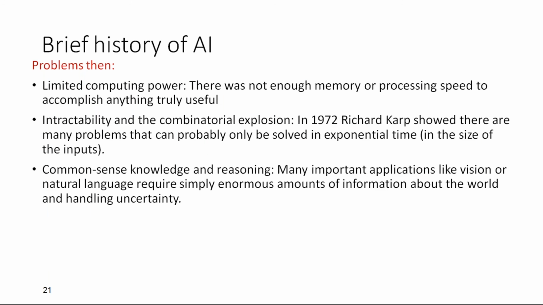Okay, so we have seen a few slides on a brief history of AI. This suffered from a few major problems. These were three very limiting factors for earlier researchers, due to which AI couldn't develop much. The major problem AI researchers had a few decades back, and why this area was on the back burner for so many years and why now it has picked up, is limited computing power. There was not enough memory or processing speed to accomplish anything truly useful.